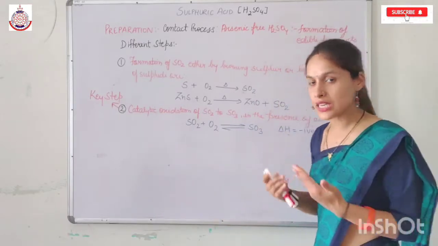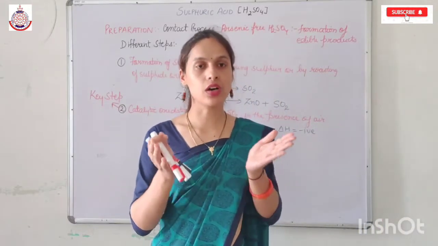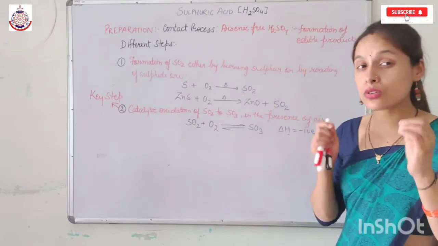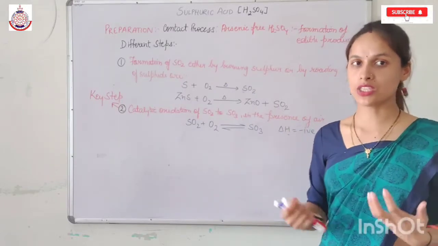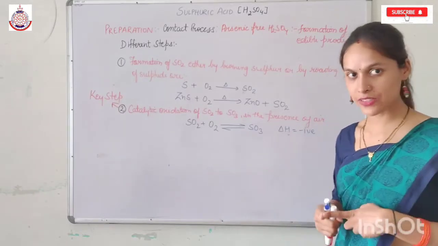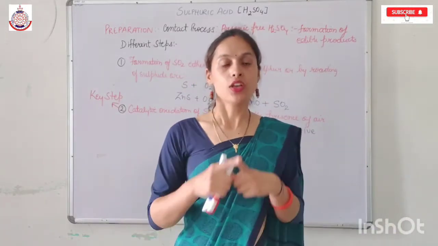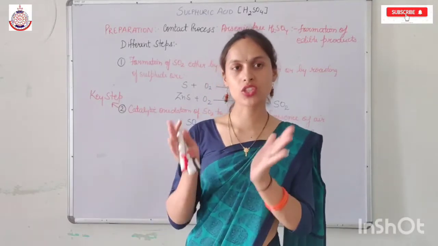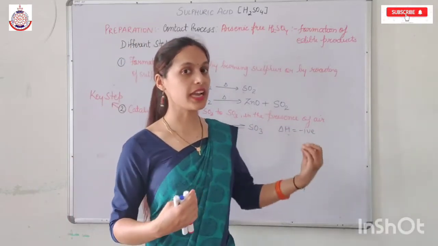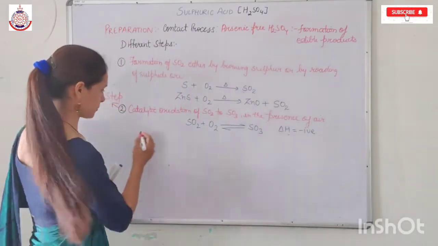So for a good yield of sulfur trioxide, we have to arrange certain conditions. What are those conditions? Those conditions are based on Le Chatelier's principle. In class 11, in the equilibrium chapter, we studied this principle. So the conditions required for a good yield of SO3 will be decided with the help of Le Chatelier's principle. So what are those different conditions?